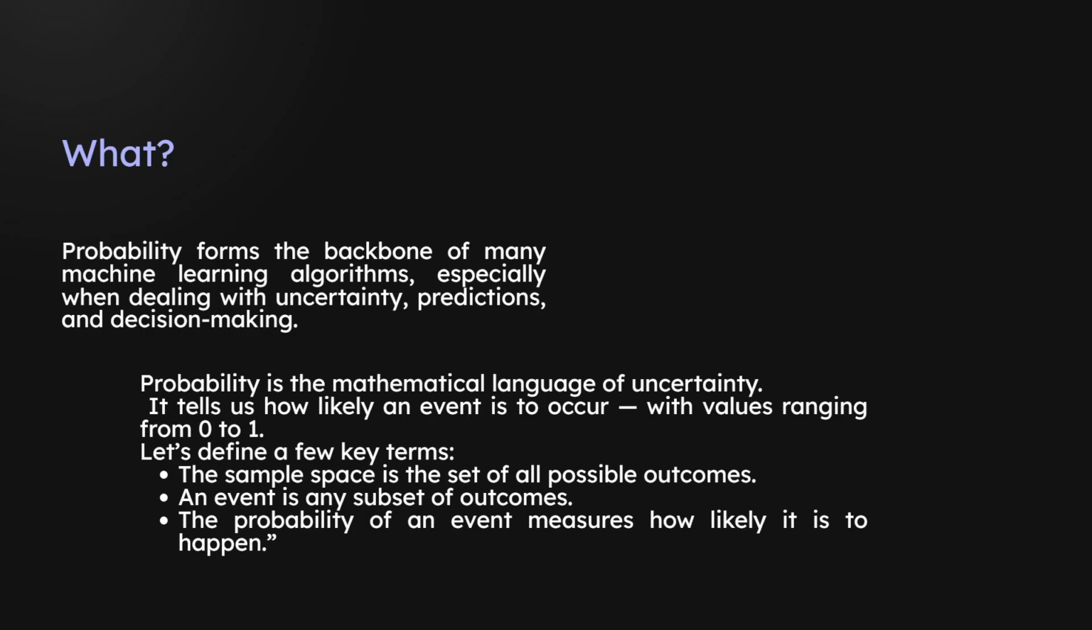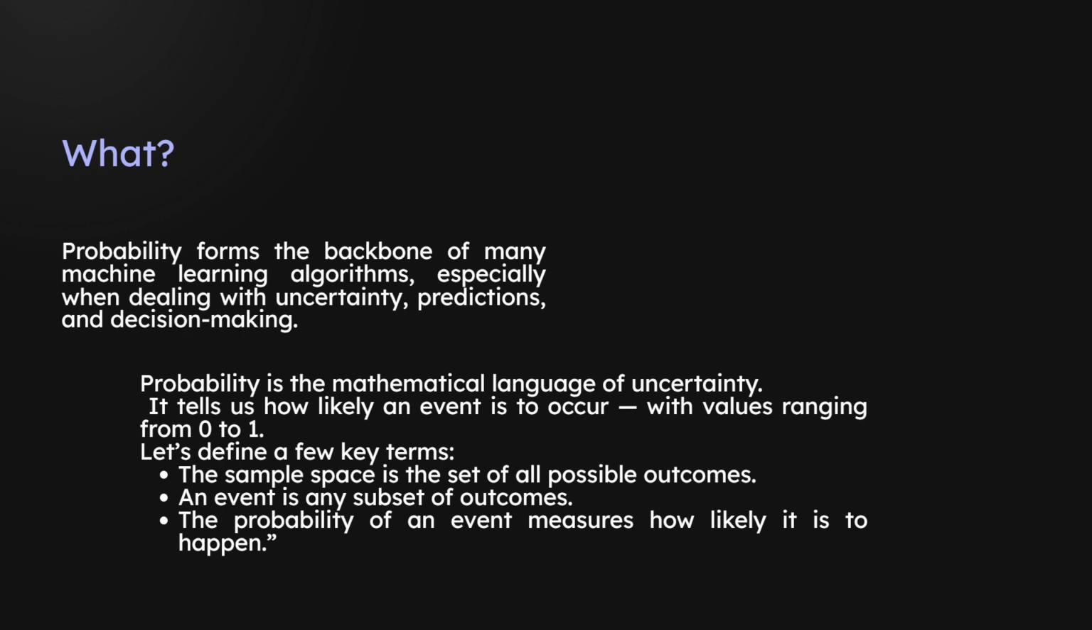What is probability? Probability forms the backbone of many machine learning algorithms, especially when dealing with uncertainty, predictions and decision making. It's a mathematical language of uncertainty, and it tells us how likely an event is to occur, with values ranging from 0 to 1. So probability is about predictions under uncertainty. It's like non-predictable situations being predicted using the method of probability, like tossing a coin.